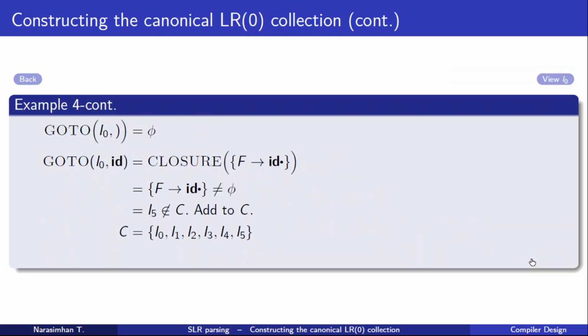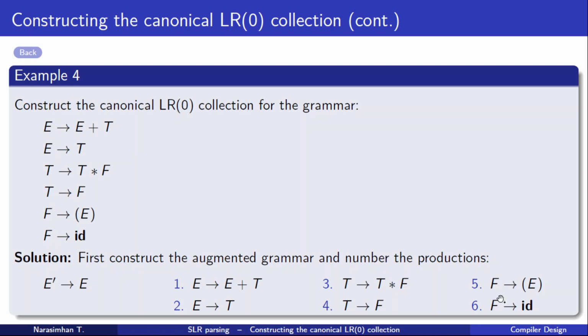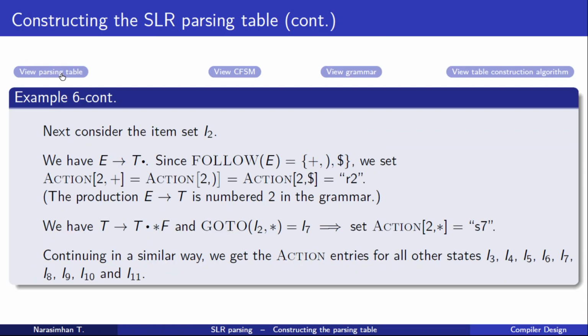Now let us find I5. In I5 you have only one reduce item, so you should first find the production number of F gives ID. F gives ID is given the number 6. So in all the columns corresponding to the terminals in follow of F, you just specify the number 6. So state 5, follow of F contains plus, star, right parenthesis and dollar. So in all those columns you write R6.